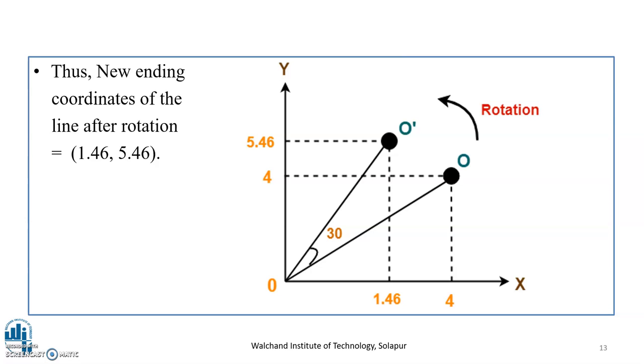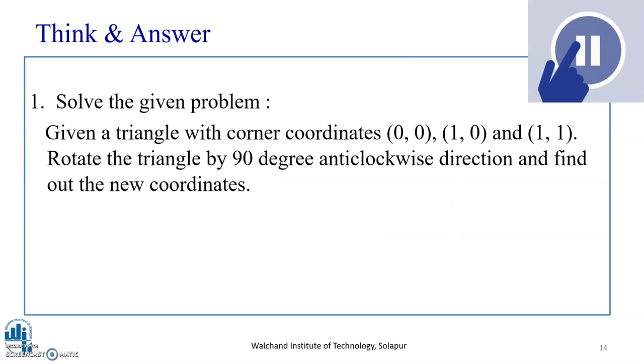Now I want you all to pause the video for some time and solve the given problem. Here, the given problem is for a triangle with coordinates 0, 0, 1, 0, 1, 1. You are expected to rotate the triangle by 90 degrees in the anti-clockwise direction and find out the new coordinates. So, pause the video for some time and think for the answer.